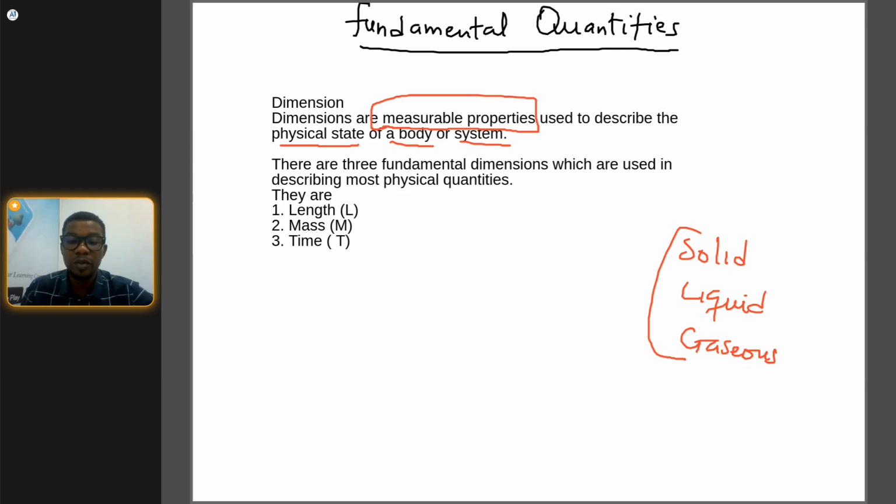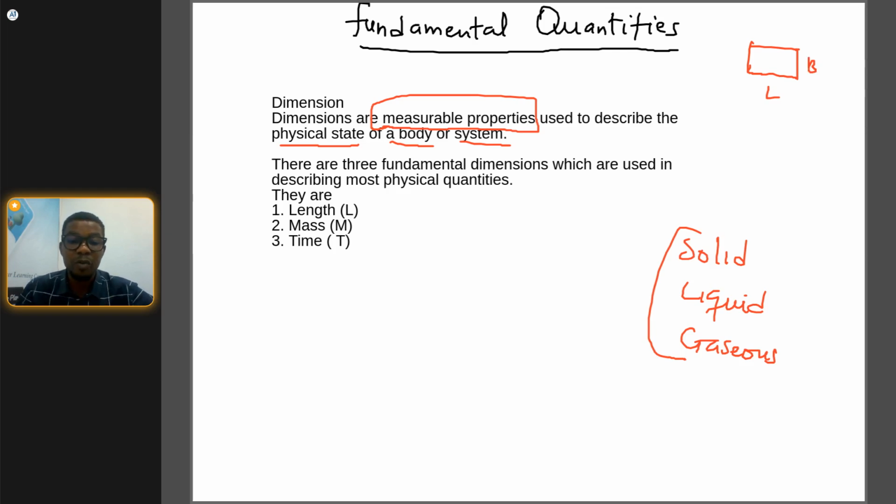So under the topic we are considering today, we have three fundamental dimensions we are going to be talking about to describe physical quantities. When we talk about quantity, we are talking about the body or the system we are describing being quantifiable, that is, it has a quantity. If I'm talking about a shape, let me say, this is a rectangle. Of course, I can quantify this by knowing the length and the breadth.